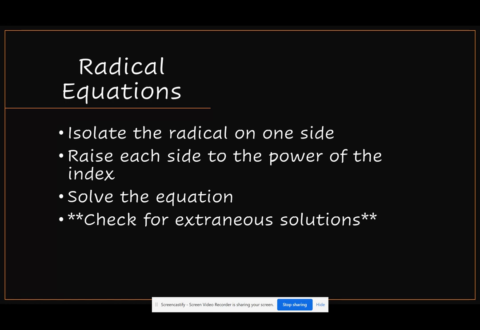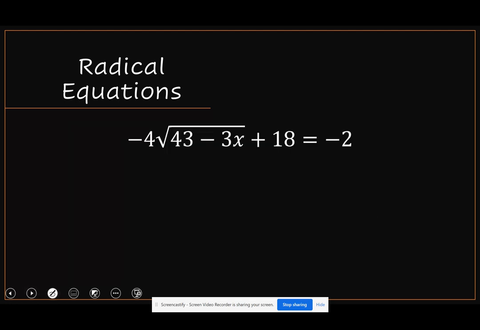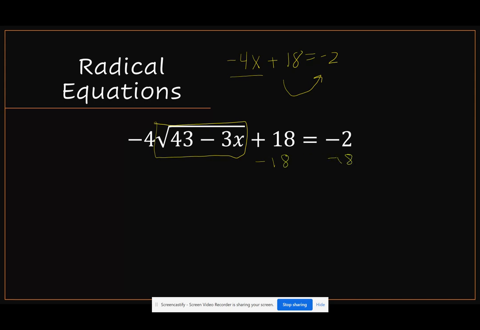Then you solve your equation, so that's going to get rid of your radical, and you need to check for extraneous solutions. So for example, in this one, we want to get this square root by itself first. So imagine if this was like negative 4x plus 18 equals negative 2. You would start out by subtracting 18 to the other side and then divide by negative 4. So we're going to do that same thing to get the square root by itself.